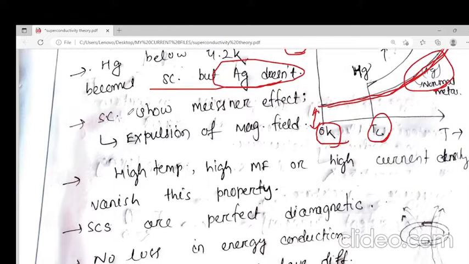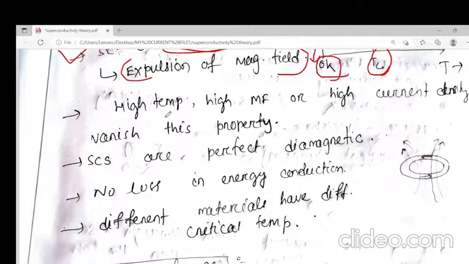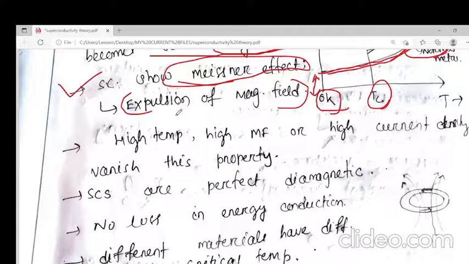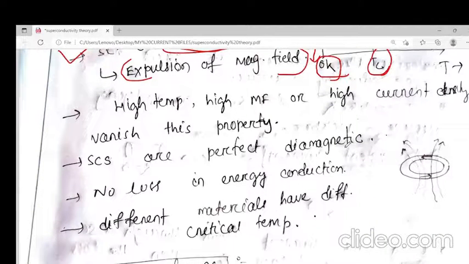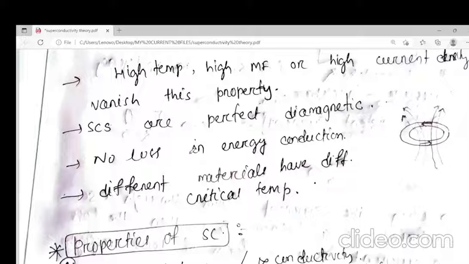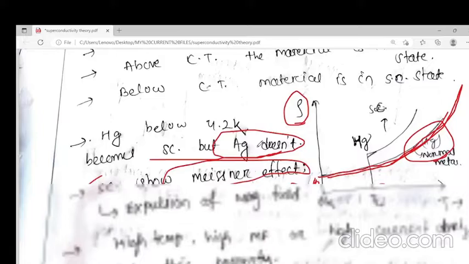A superconductor shows the Meissner effect. This is one property: it must show the Meissner effect, which means expulsion of the magnetic field. At high temperature, high magnetic field, and high current density, this property vanishes. Superconductors must be perfectly diamagnetic, and there is no loss of energy in conduction. All these properties of a superconductor were observed in this experiment.